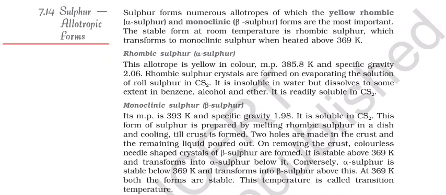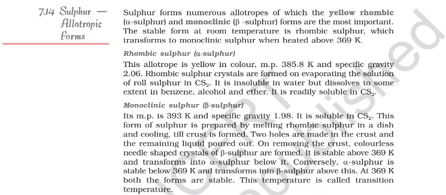This allotrope is yellow in color, with melting point 385.8 Kelvin and specific gravity 2.06. Rhombic sulfur crystals are formed on evaporating the solution of roll sulfur in CS2. It is insoluble in water but dissolves to some extent in benzene, alcohol, and ether. It is readily soluble in CS2.